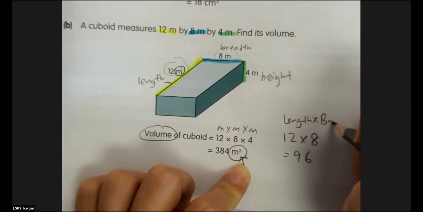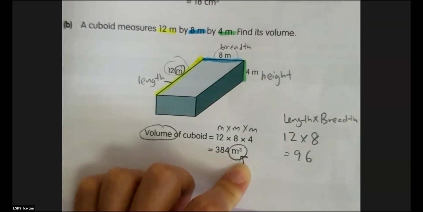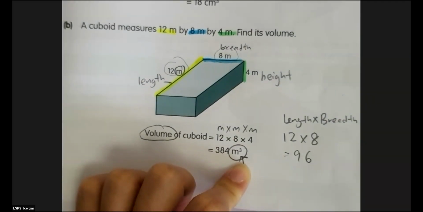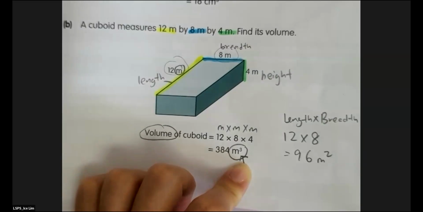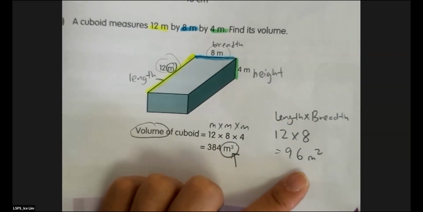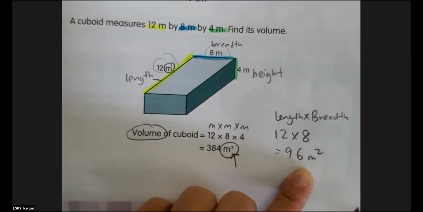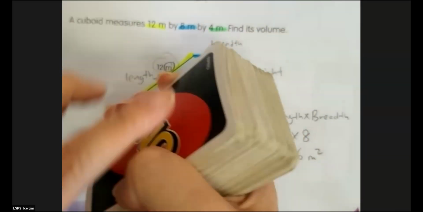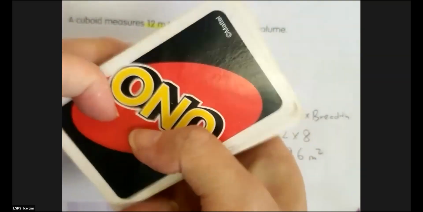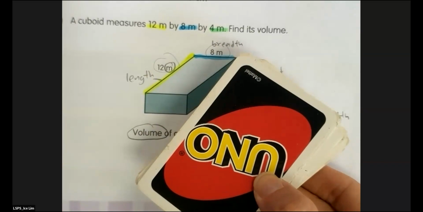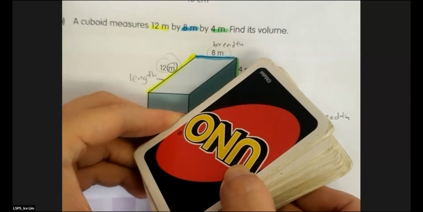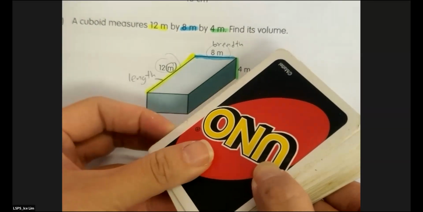So what is length times breadth? It is 96. 96 what? Square meters, meter square. Can you tell me what this is supposed to mean? So I have this stack of cards here. I have the length, breadth, and height. If I multiply just the length and breadth, what measurement is this? The area. Thank you very much. Area of what? Area of the 2D part.